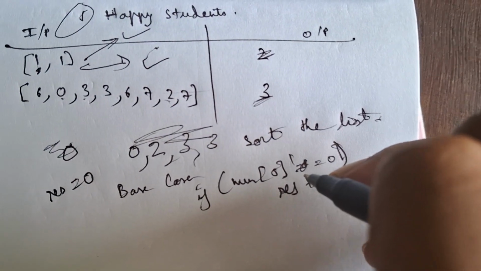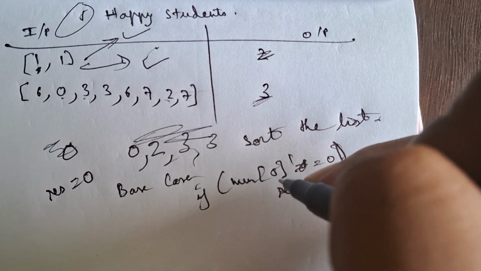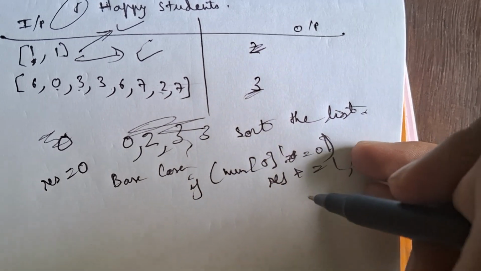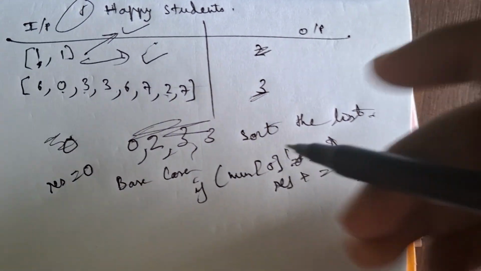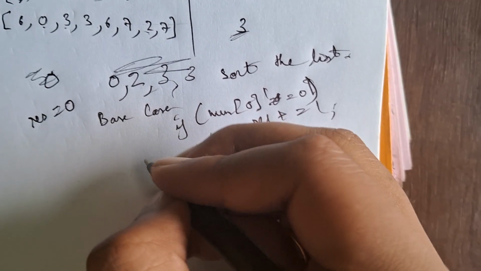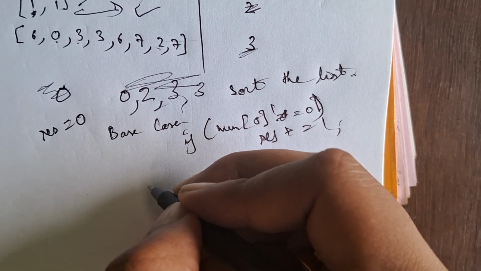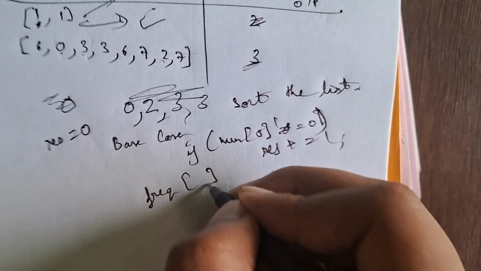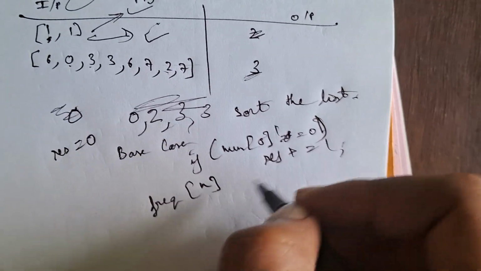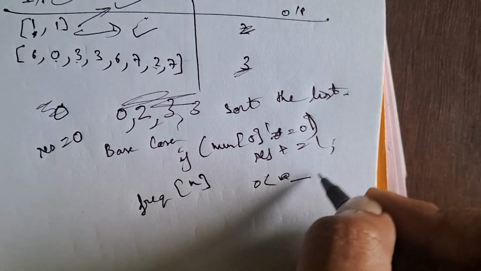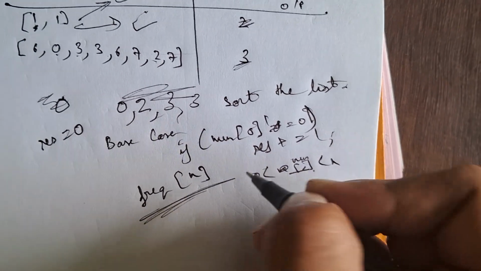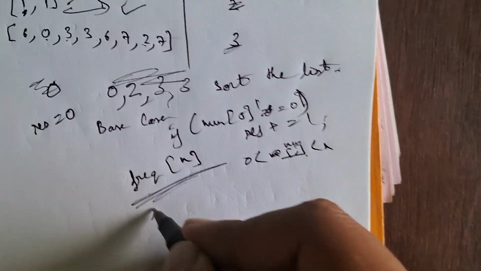If it is not equal to 0, that is nums of 0, so see, nums of 0 is 1, since it is not equal to 0, we can say that we can select one such case such that no student is present. And then comes the main part. You can use a frequency array of size n, because it is given in the question that the numbers are in the range 0 to n.